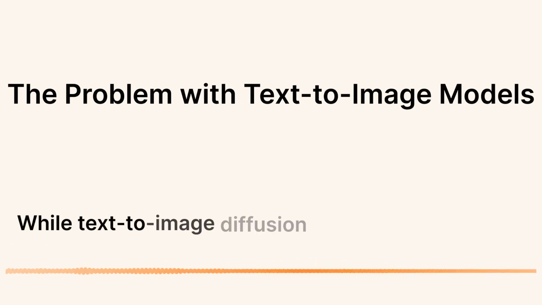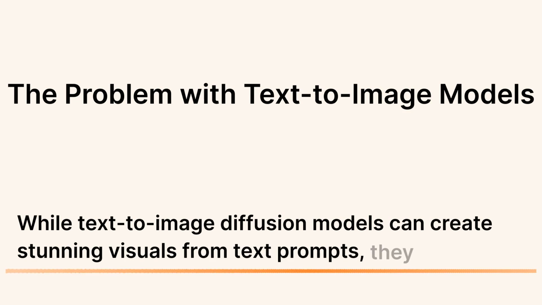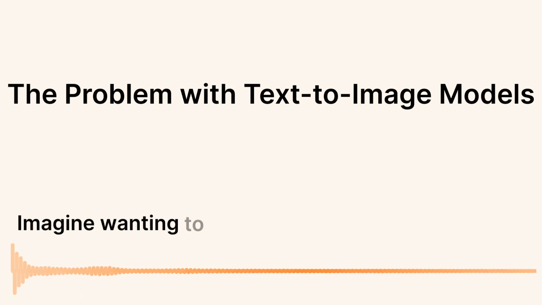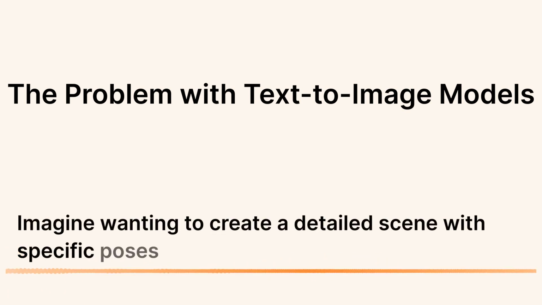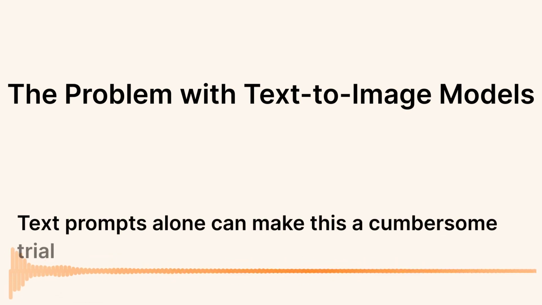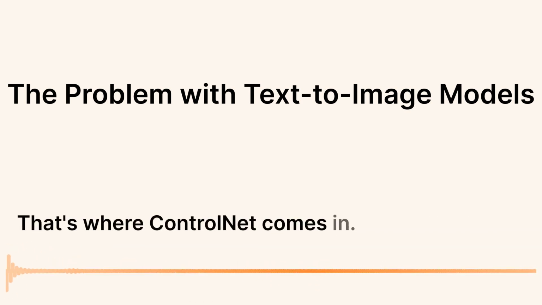While text-to-image diffusion models can create stunning visuals from text prompts, they often lack precision in spatial control. Imagine wanting to create a detailed scene with specific poses or shapes. Text prompts alone can make this a cumbersome trial-and-error process. That's where ControlNet comes in.